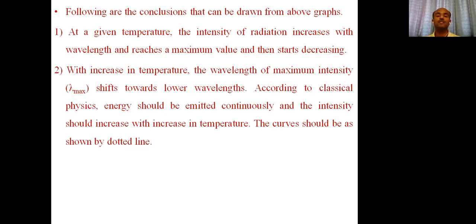Following are the conclusions that can be drawn from the graphs. At a given temperature, the intensity of the radiation increases with wavelength, reaches a maximum value, and then starts decreasing. With an increase in temperature, the wavelength of maximum intensity, that is lambda max, shifts towards lower wavelength. According to classical physics, energy should be emitted continuously and the intensity should increase with an increase in temperature. The curve should be as shown by the dotted line.